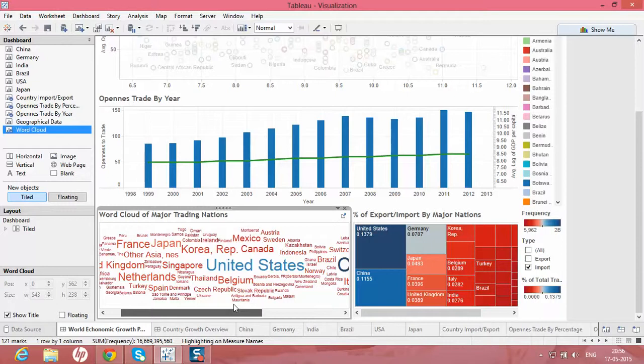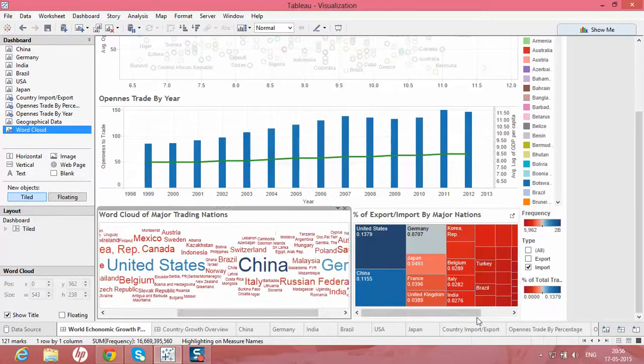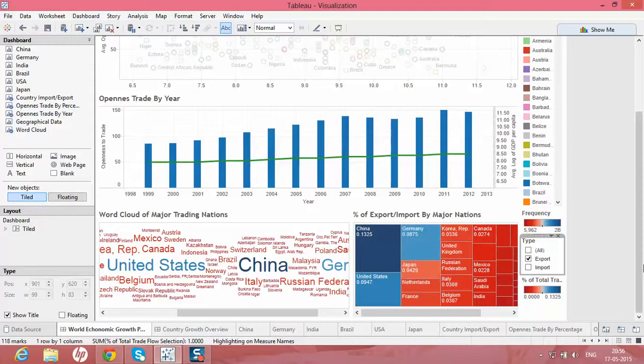Then we tried to identify the percentage of export and import by major nations across the world economy. For the import data, you see the United States on top, then China, then Germany, followed by Japan, France, the United Kingdom, and some other countries. For the export data, it is China, United States, Germany, and some other countries, and so on.